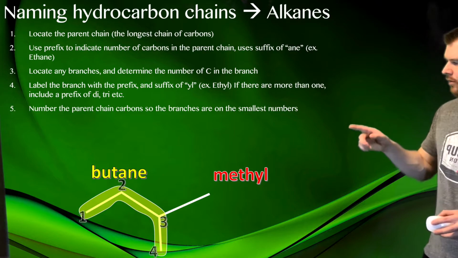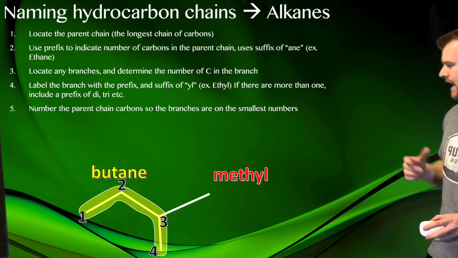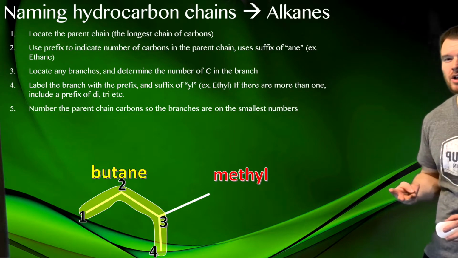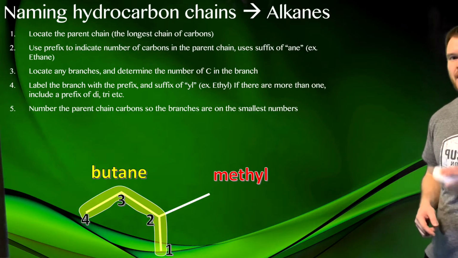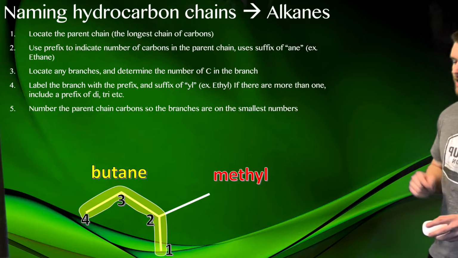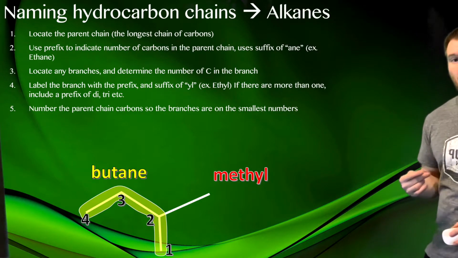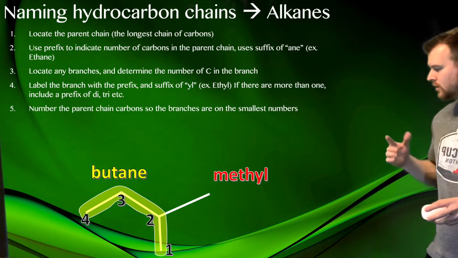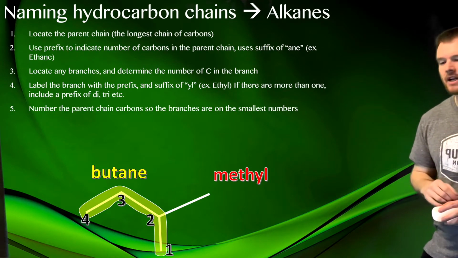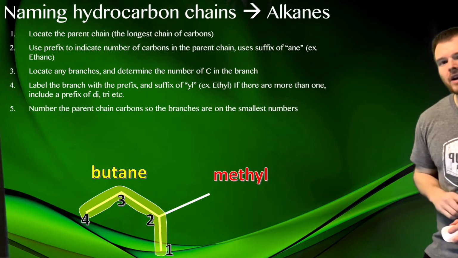So if I just went 1, 2, 3, 4 like this, I could see the methyl was on the 3rd carbon. But then I just want to try going the other way. So if I remove those and put the numbers going in the other direction, I get the methyl on number 2. You want your branches on the lower numbers, so this would be the correct way to number it. 1, 2, 3, 4 going in that direction.